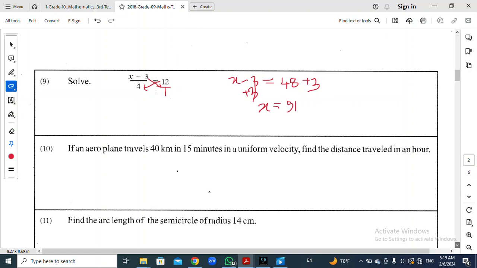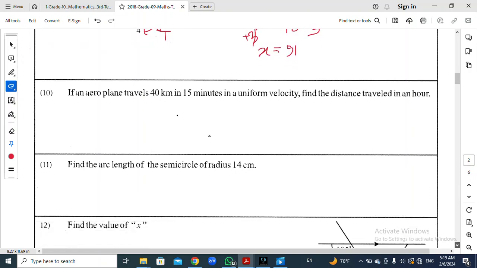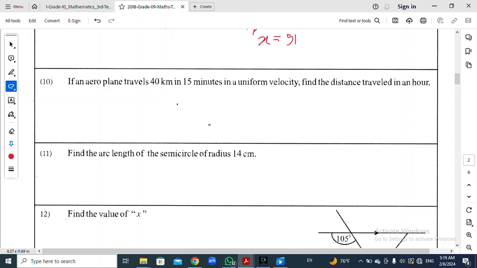That's the final answer. Next, if an aeroplane travels 40 km in 15 minutes at uniform velocity, find the distance traveled in an hour. Okay, in an hour. So in 15 minutes it travels 40 km. We have to find out for 1 hour. 1 hour means 60 minutes. Here how many times? 4 times.